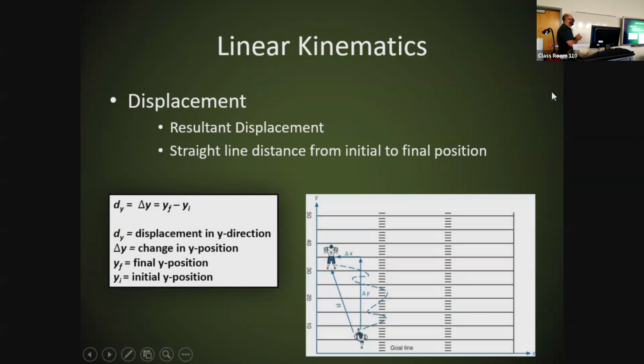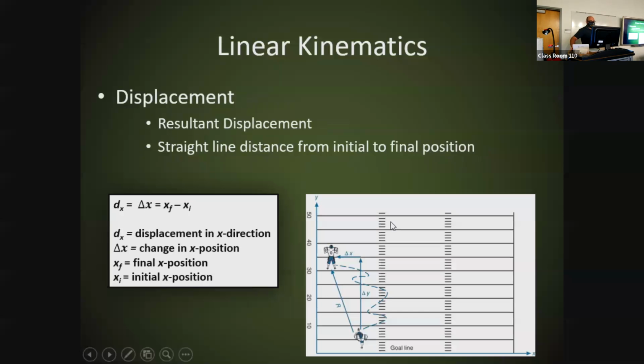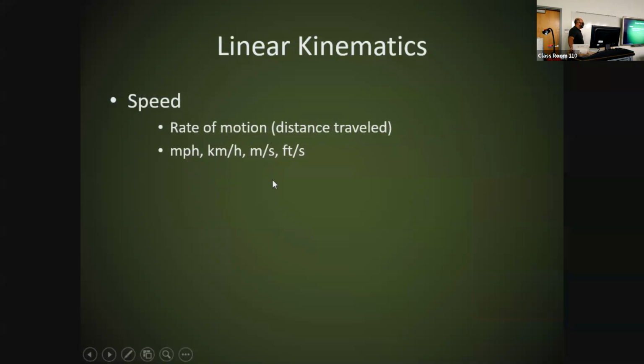You can do the same thing maybe in football or soccer. Another one is how far somebody actually ran, again not taking into consideration the actual path somebody took going around defenders or whatever it might be. Then the distance is the actual length of the followed path from the initial to the final position. So we're taking into consideration every single turn, right, left, backwards, forwards, up, down, wherever it might be.